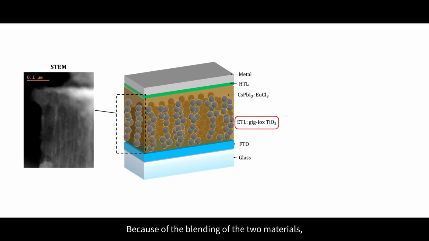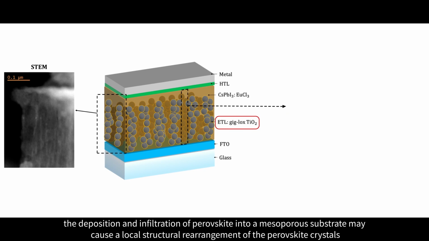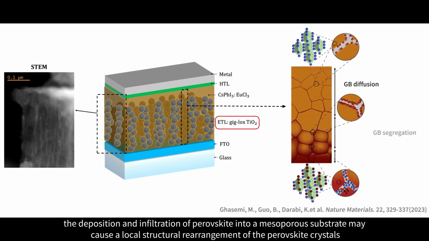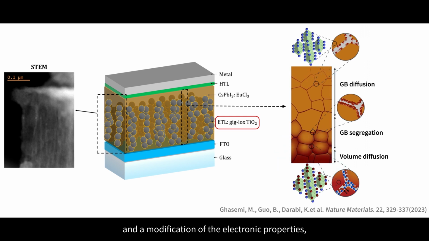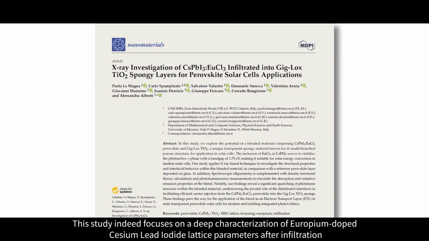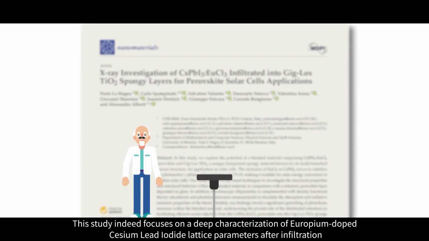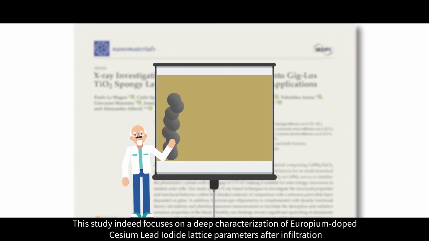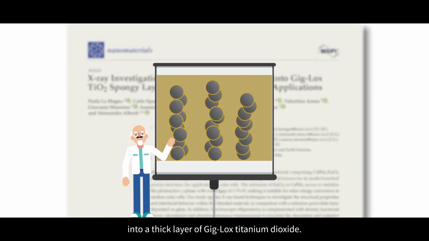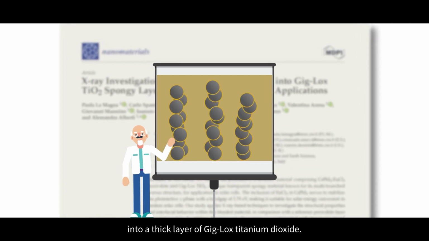Because of the blending of the two materials, the deposition and infiltration of perovskite into a mesoporous substrate may cause a local structural rearrangement of the perovskite crystals and a modification of the electronic properties, which may have an impact on device performance. This study indeed focuses on a deep characterization of europium-doped cesium lead iodide lattice parameters after infiltration into a thick layer of Gig-Lox titanium dioxide.